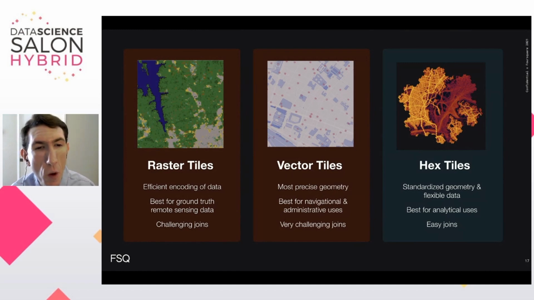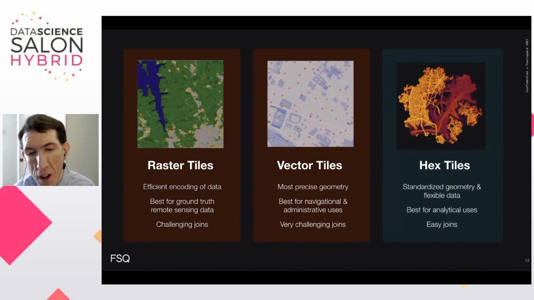Some of the difficulties with raster tiles are that some of the joins and display of the data can be a little challenging because these rasters come in a really wide variety of shapes and projections and pixel definitions and things like this. It can be difficult to mosaic these data sets together so that you can view a single composite image, and it can be difficult to join these data sets together.